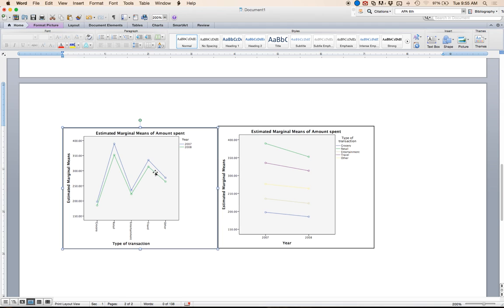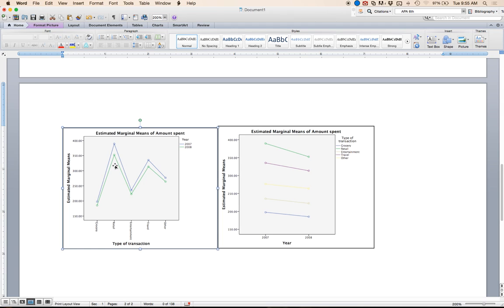Okay, so parallel lines means there's no interaction. And so the grocery ones are kind of close together. The retail ones are further apart. Entertainment's pretty close. Travel's further apart. And so you're getting this interaction because these pieces up here are not the same distance apart. Okay? You're getting the main effect because they are different from each other. Like grocery is clearly lower than retail. But I'm getting the interaction because across those years we're getting differences between the pieces. So grocery's kind of close and then retail's further apart. Okay, so that's the interaction.